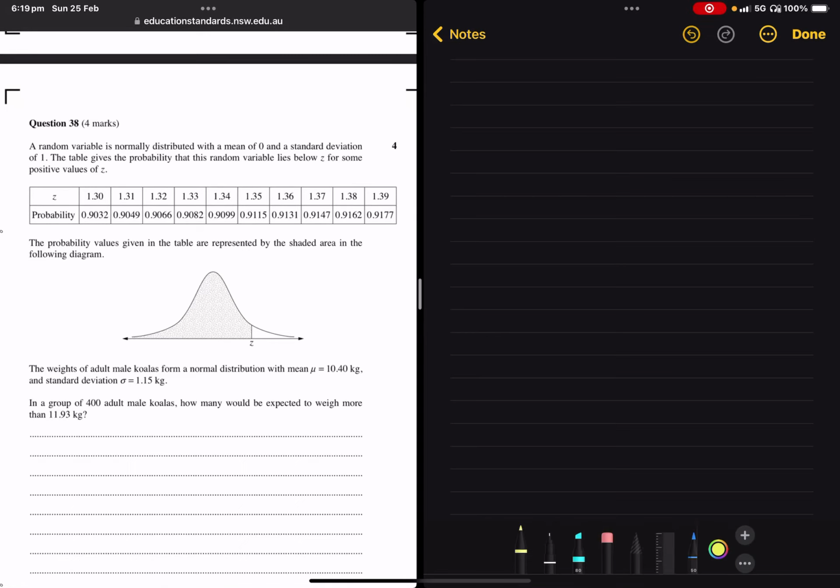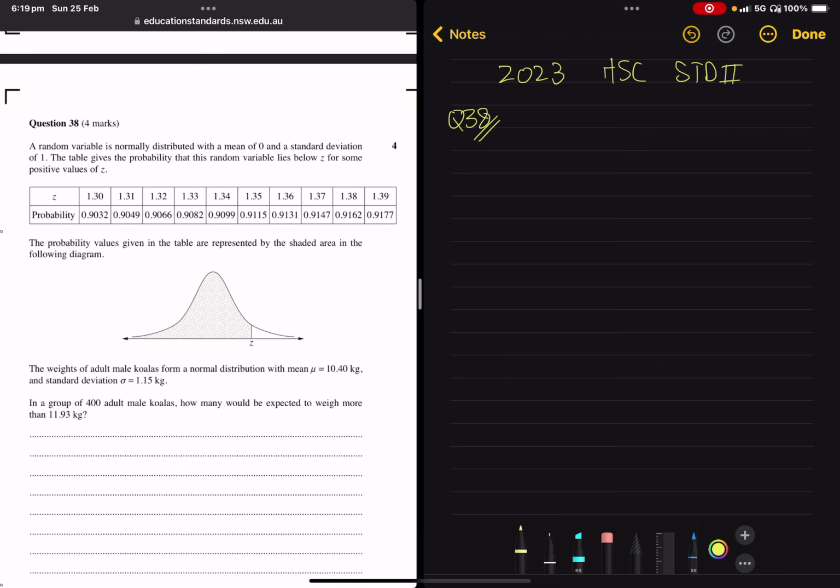Okay, so we'll take a look at another question. This is from the 2023 HSC Standard 2 Maths paper. This is question 38, the final question in the paper. This is also the same as question 23 in the Advanced Maths paper, and the solutions will be the same for both.